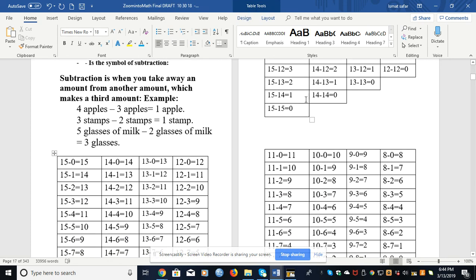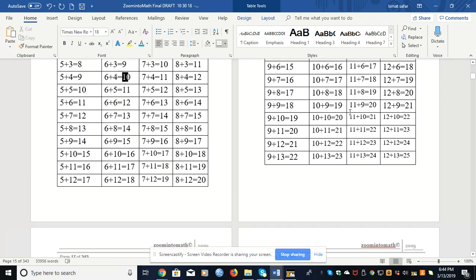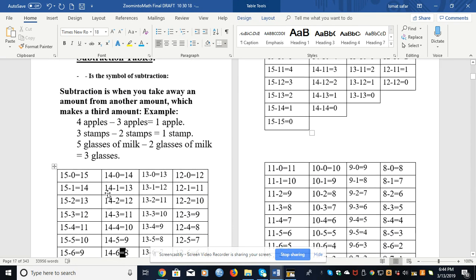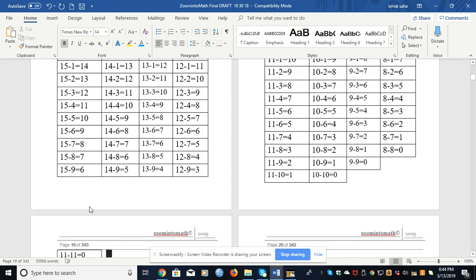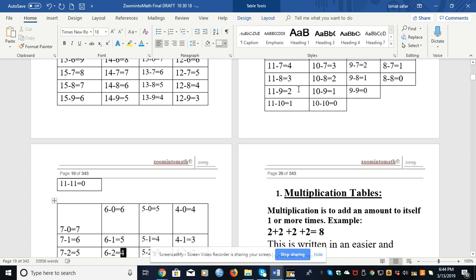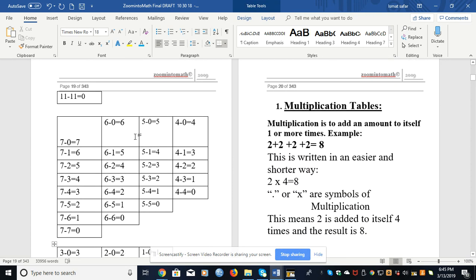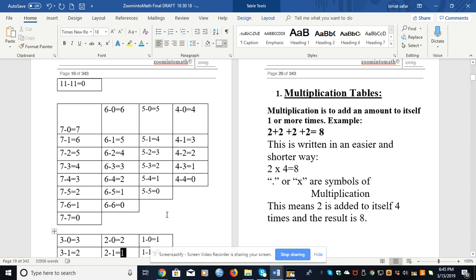Now, we have subtraction tables. 15 minus 0 is 15, 15 minus 1 is 14, 15 minus 2 is 13, and so on. 15 minus 9 equals 6, 14 minus 9 is 5, 13 minus 9 is 4, and 13 minus 8 is 5. And we have 15s, 11s, 7s, and 6s. So 5 minus 1 is 4, 5 minus 2 equals 3.